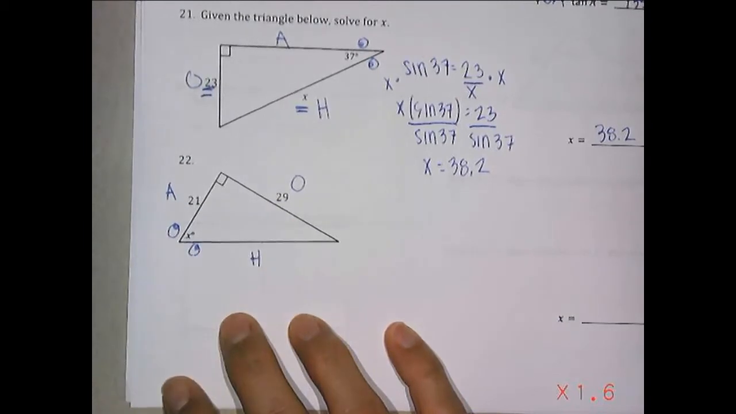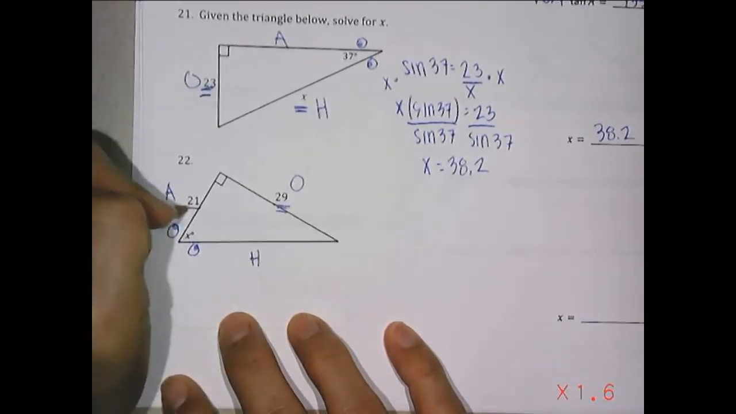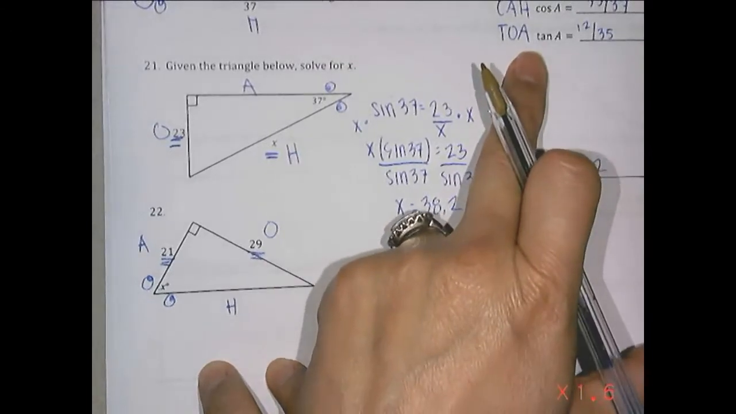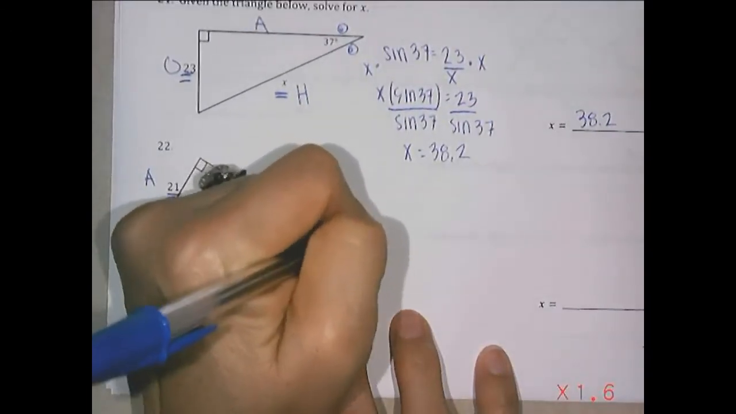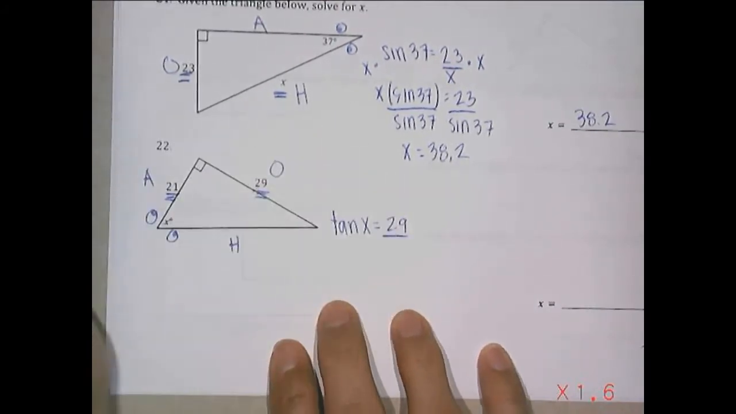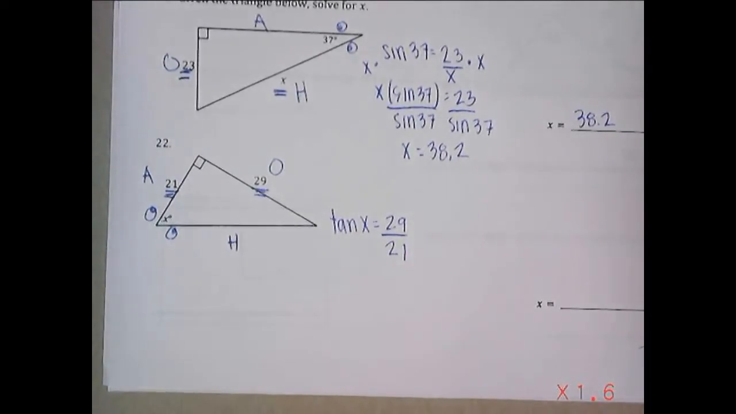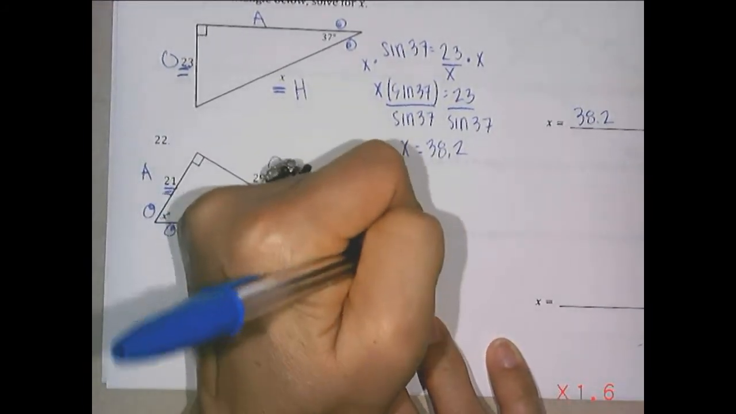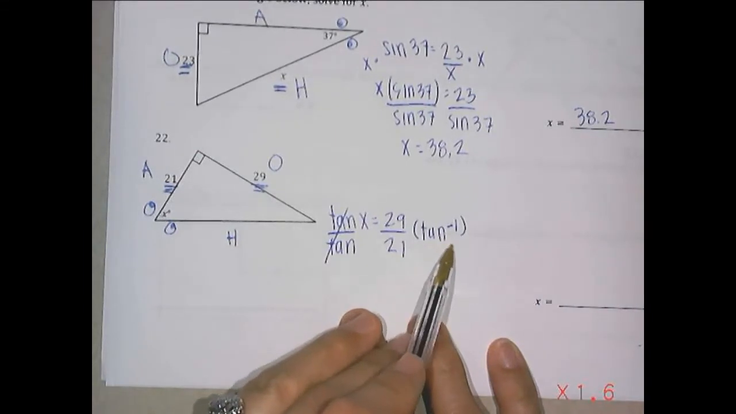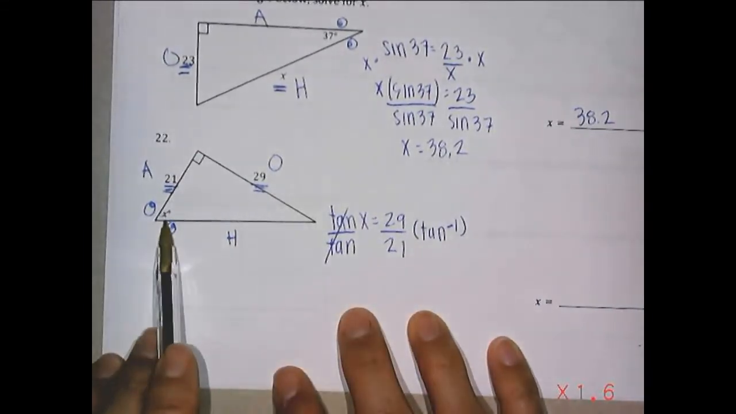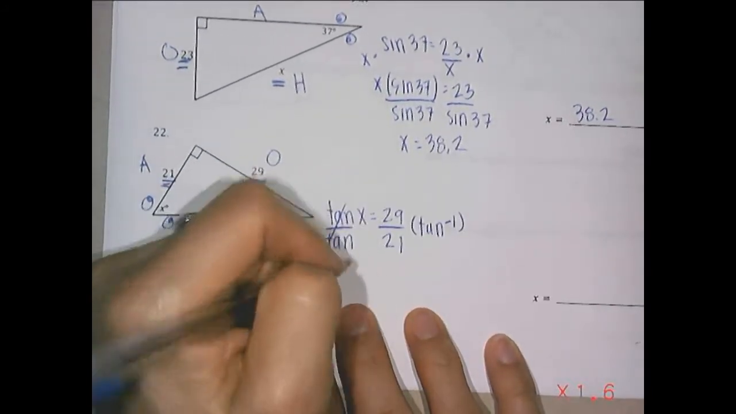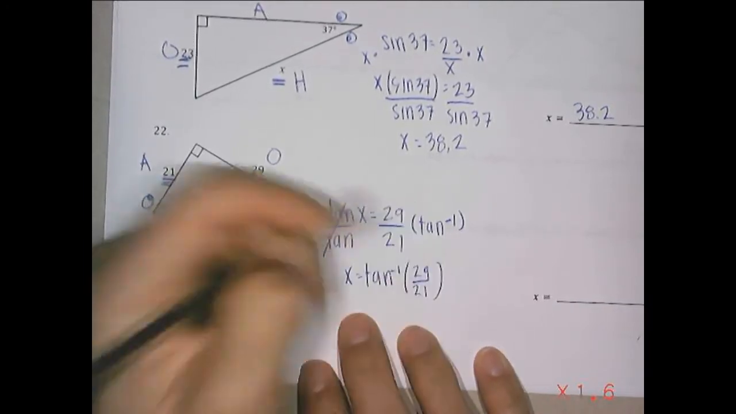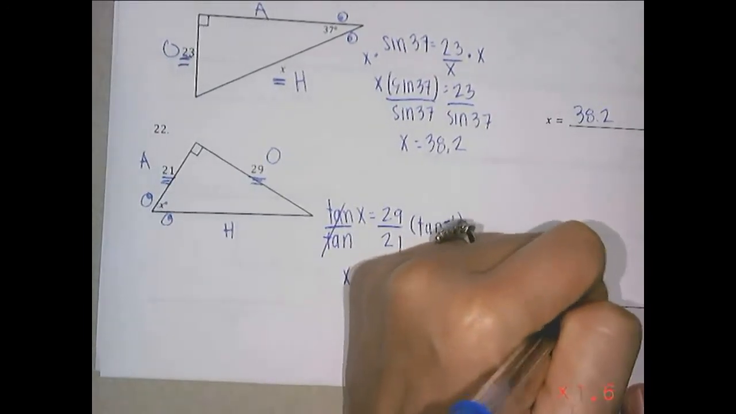But remember, only use the sides that they actually give you information on, which would be the 29 and the 21, which would be an O and an A, which would fit the acronym TOA. So I would say tangent x equals opposite 29 over my adjacent 21. Okay, I technically need to divide by tangent, but that's actually multiplying by inverse tangent. You're always going to use inverse tangent, sine, or cosine whenever you're trying to find an angle measure. So in my calculator I would do inverse tangent of 29 over 21, and I would get 54.09.